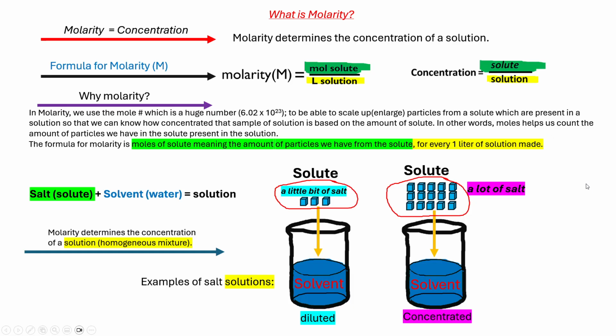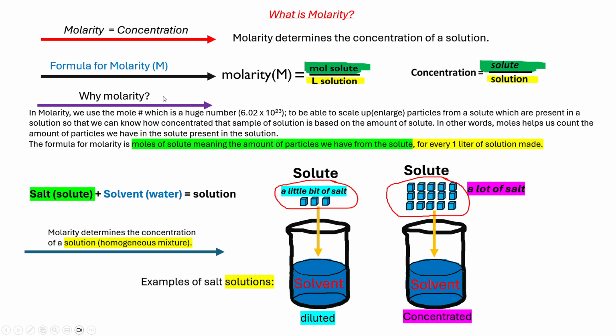Molarity refers to concentration, and molarity determines the concentration of a solution. The formula for molarity is capital M, which molarity equals moles of solute for every 1 liter of solution. In a simple way, you can think of it as concentration, because that's what molarity is. Concentration equals solute divided by solution. But you just have to keep in mind the units in the beginning.